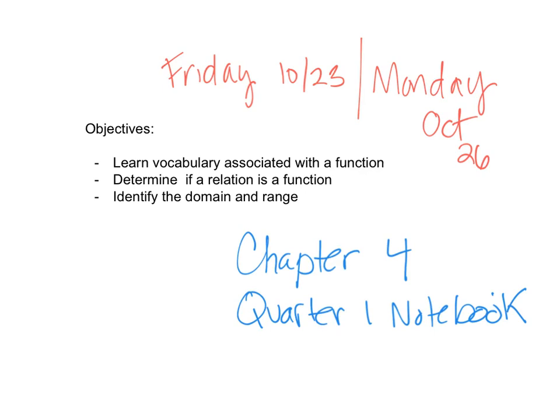Today we're going to look at the following objectives for this part of chapter 4. We want to learn some basic vocab associated with a function. Not only what a function is, but kind of the words that support that concept. We want to then be able to determine if we are given either a table or a set of ordered pairs or a graph, is this indeed a function that we have? And then we're going to work on identifying two special parts of a function called the domain and range.